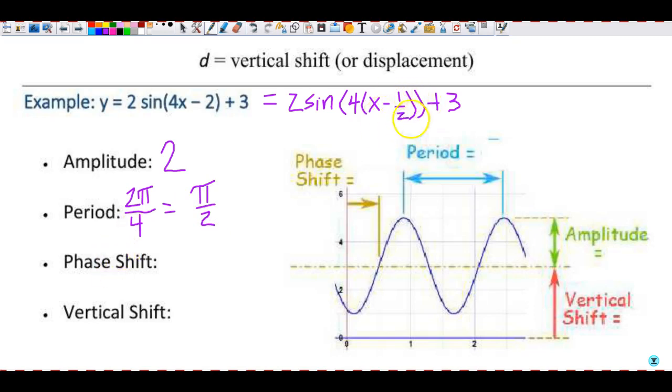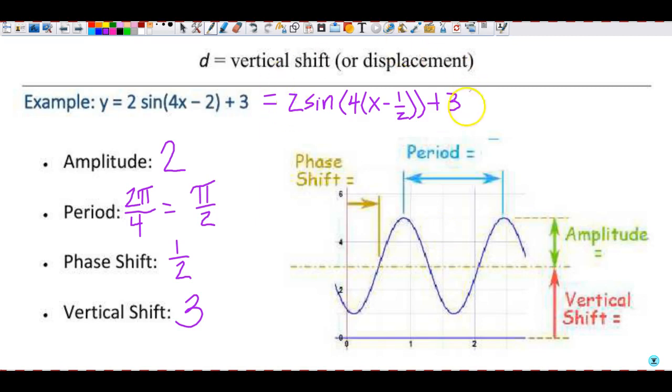Your phase shift is going to be, remember, the opposite. Just like here, this is a 4. This would actually be a horizontal compression. That's why the period is so much smaller. You have 4 cycles happening in a 2 pi span there. But this is going to be a positive 1/2. Your phase shift is your horizontal shift. And then your vertical shift is a positive 3. And this is what the graph here would look like, and what's happening with your period and your phase shift and whatnot.